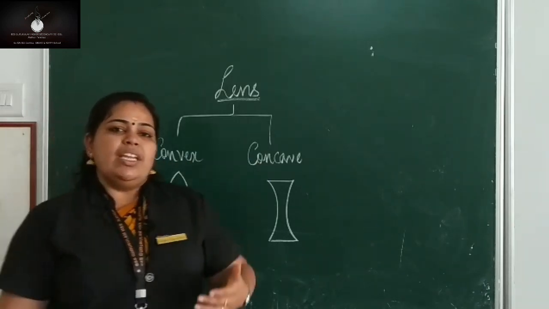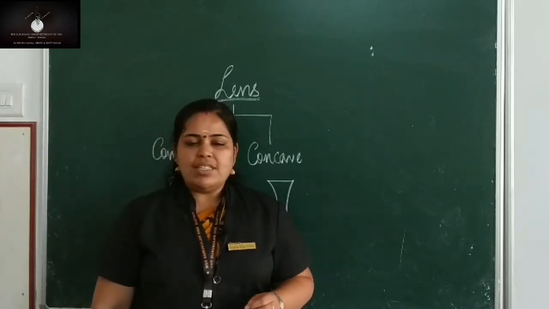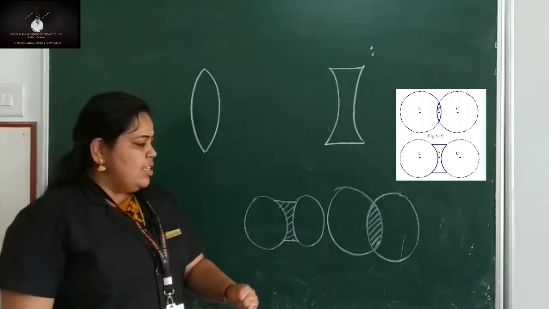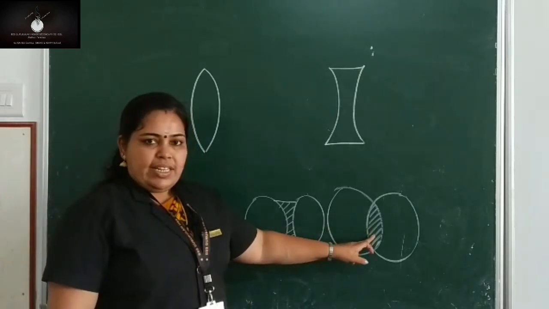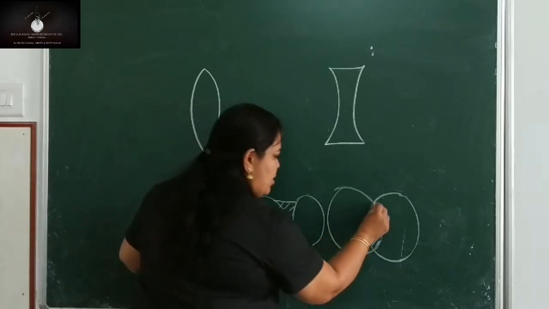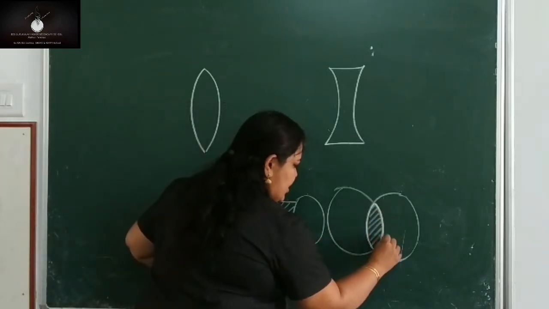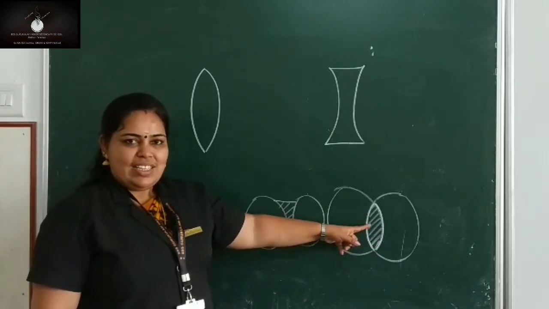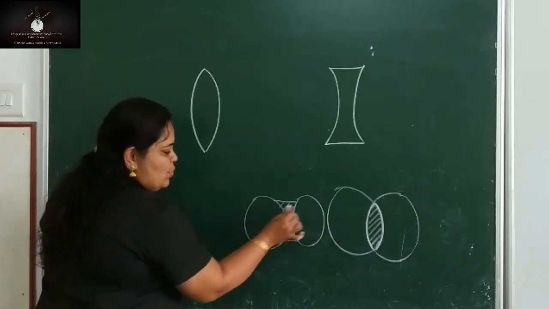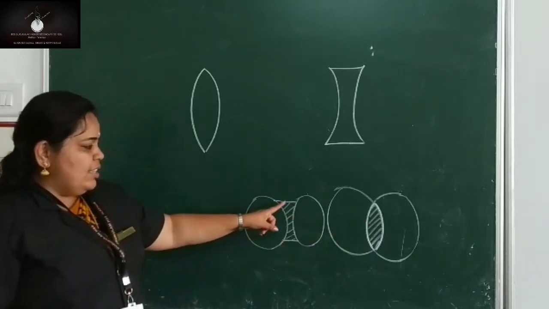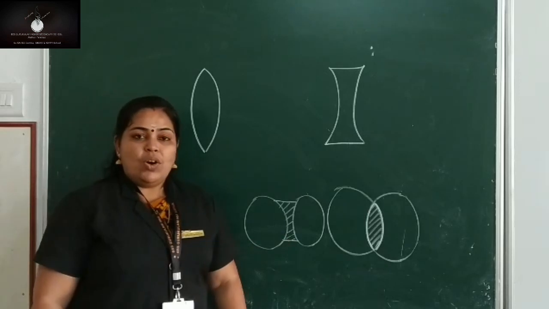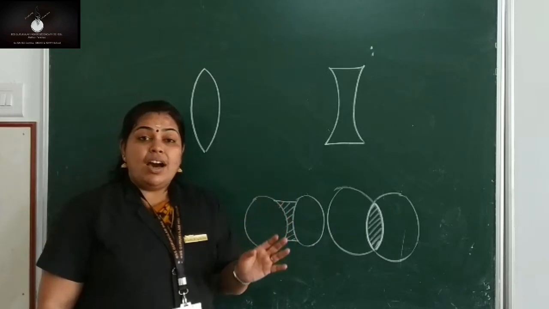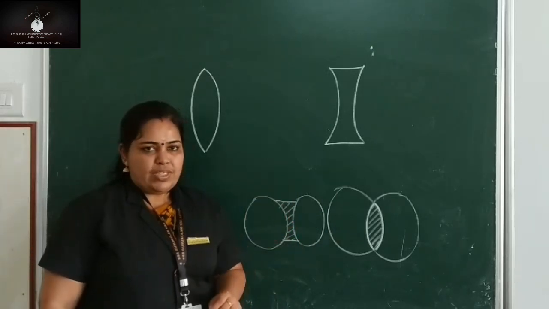Now we will study some terms related to these lenses. Now convex and concave lens. See here, convex lens, isn't it? Look at the central part. This is a convex lens. Look at this picture. Here you can see a convex lens, and here two spherical surfaces are kept and the middle portion acts like a concave lens. So we can say convex and concave lenses are a part of a spherical surface.